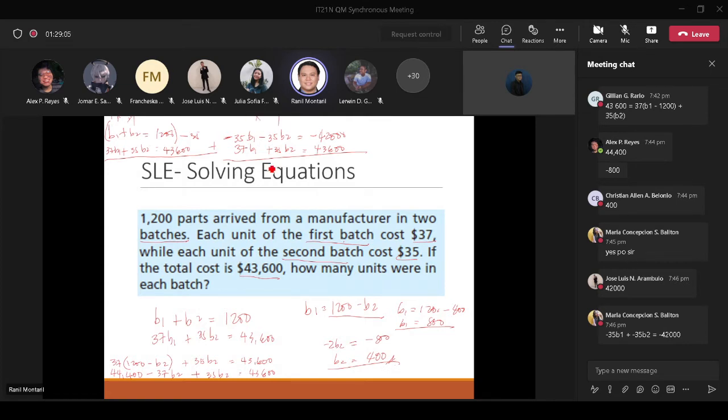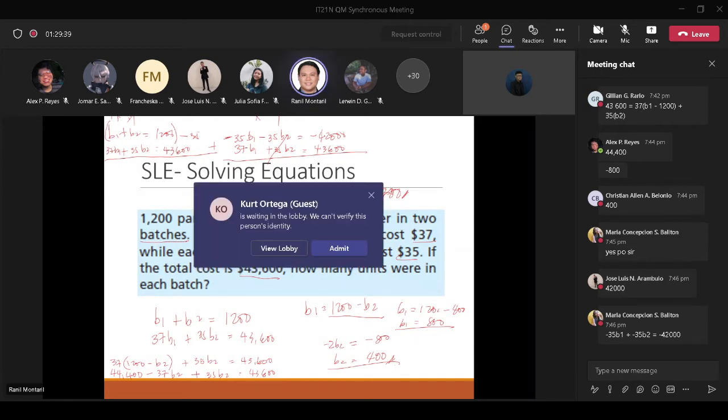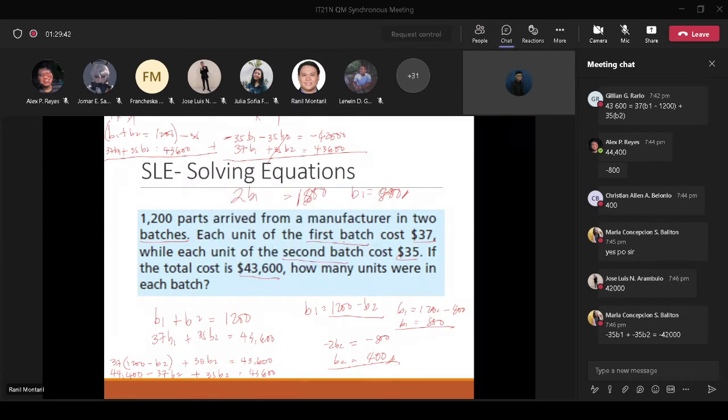If I add these two equations, what happens to B2? It cancels out. So this will leave me with 2B1 equals 43,600 minus 42,000. This is 800, right? Therefore B1 will be equal to 400. Oops, I made a mistake. 43,600 minus 42,000 is 1,600. Therefore, B1 is equal to 800. So it matches the earlier answer. Do you remember now how elimination works?